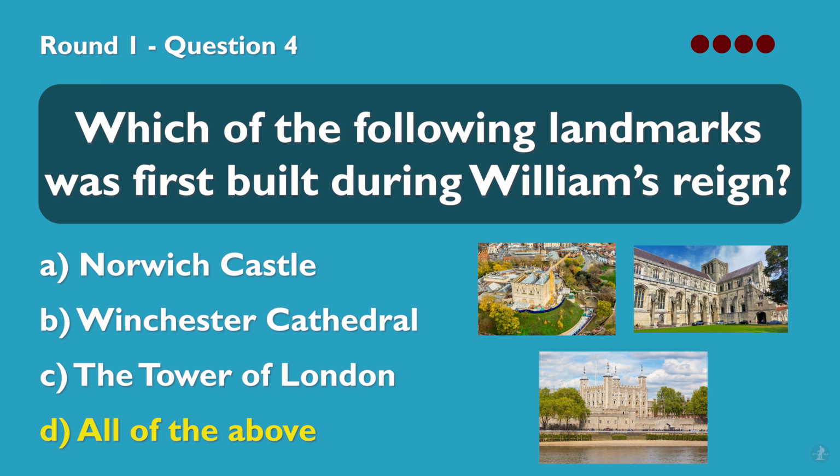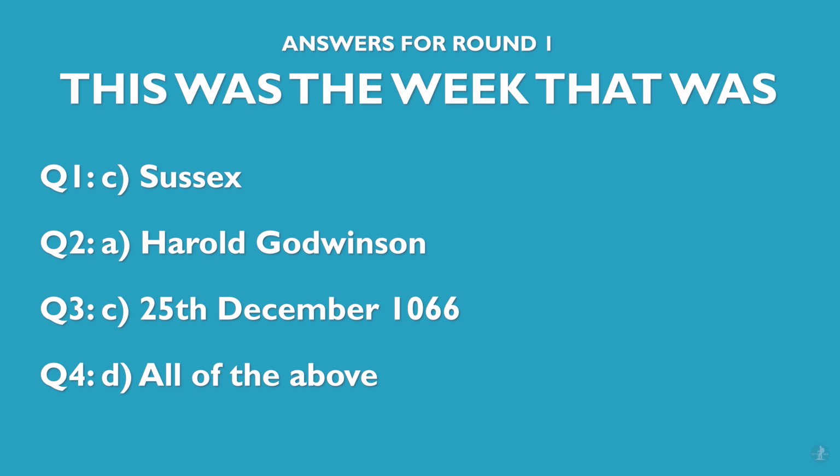The answer is D. all of the above. That's right, construction began on Norwich Castle all the way back in 1067. The first stones were laid at Winchester Cathedral in 1079, and the world-famous White Tower of the Tower of London was first built all the way back in 1084, just 3 years before the end of William the Conqueror's reign. So tot up your score from those first 4 questions, because we now move to round 2.